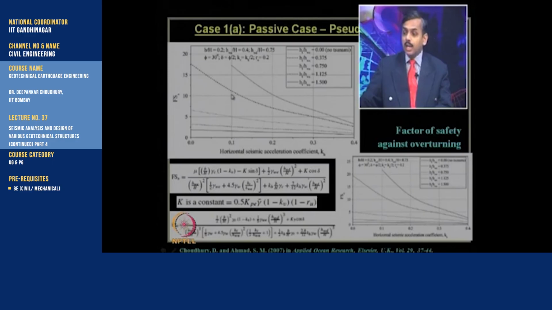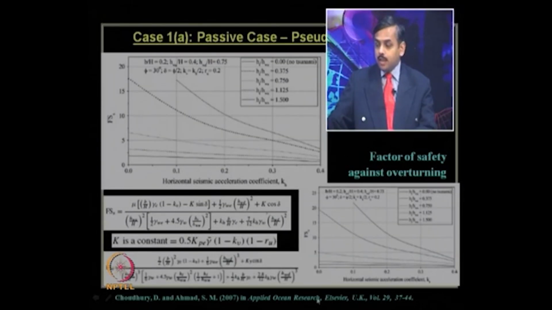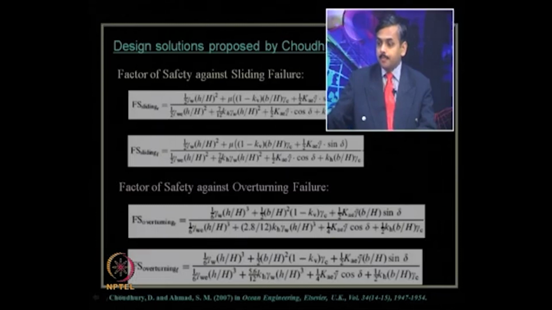So, we need to take care of this combined effect of tsunami wave height action as well as the seismic acceleration value for the design with respect to sliding and overturning stability of the wall. So, this gives the details, this journal paper in Applied Ocean Research, as I already said.